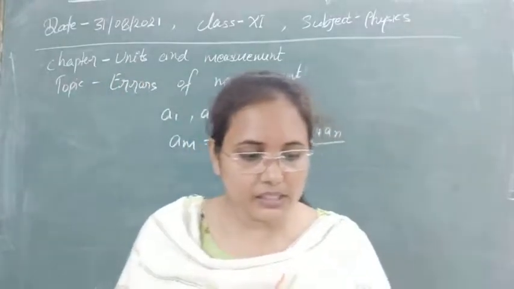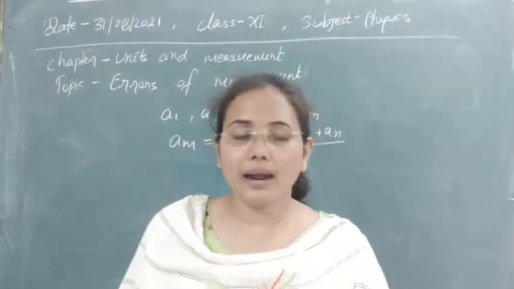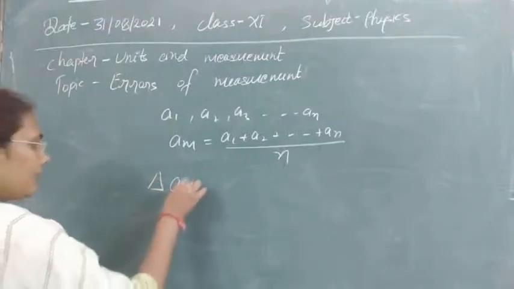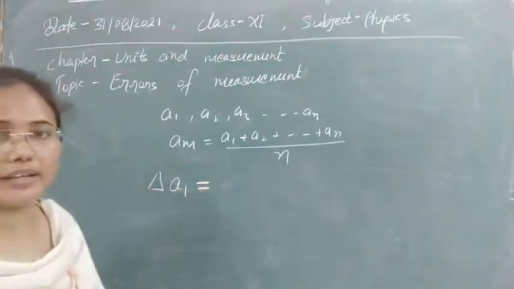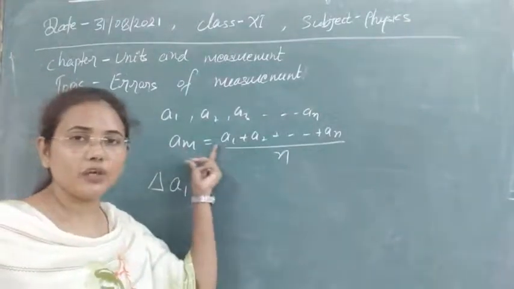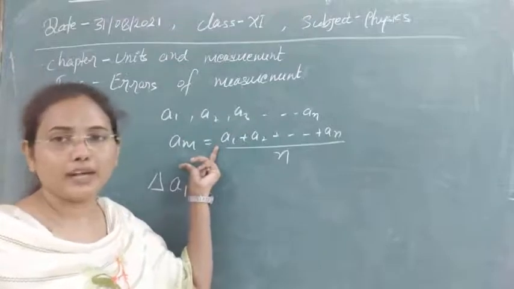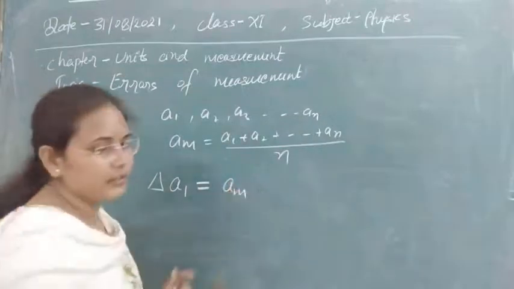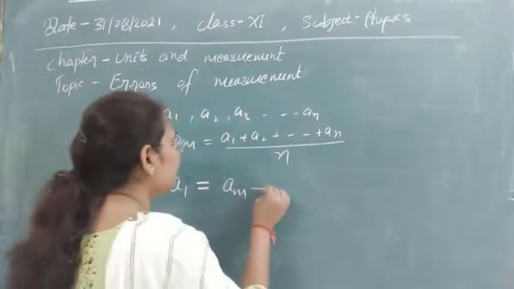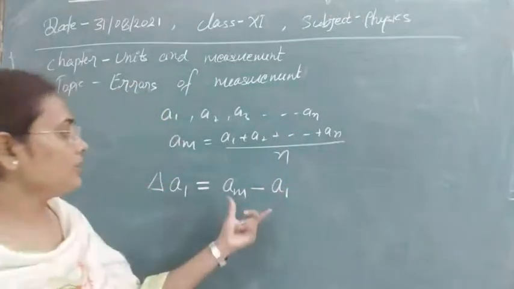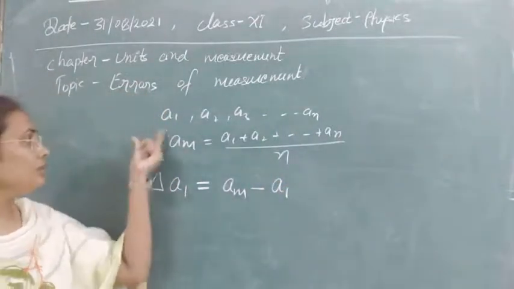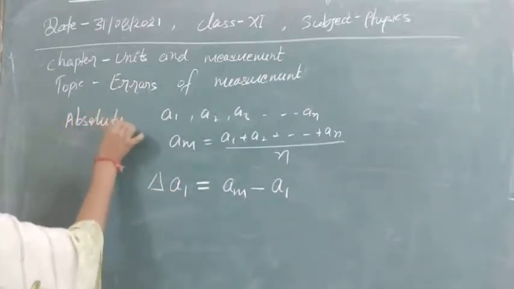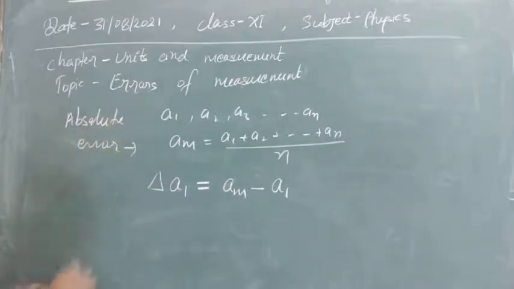Next, let's look at absolute errors. Absolute errors are represented by delta, and we calculate these errors in individual measurements. The mean value will be more accurate, near about the true value, so the mean value is taken as the true value. You just take the difference between the mean value and the individual measurement, and this difference gives you the absolute error. So these are the methods to calculate absolute error.